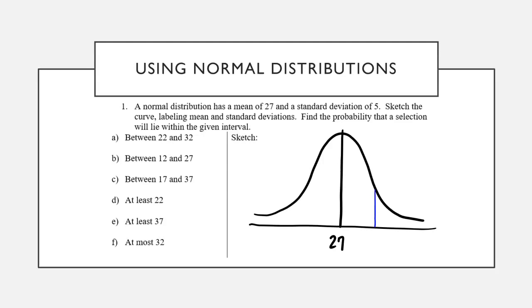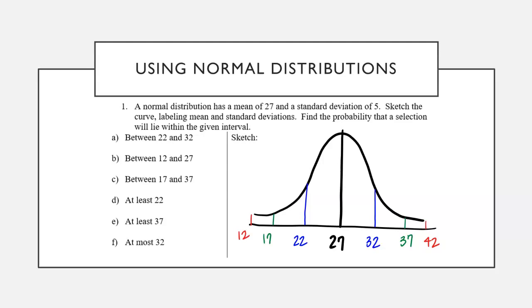27 plus 5 is equal to 32. 27 minus 5 is equal to 22. This would be one standard deviation above and below the mean. Two standard deviations would be 27 plus 10, which is 37, and then 27 minus 10, which is 17. And lastly, three standard deviations from the mean would be 27 plus 15, which is 42, and then 27 minus 15, which equals 12.